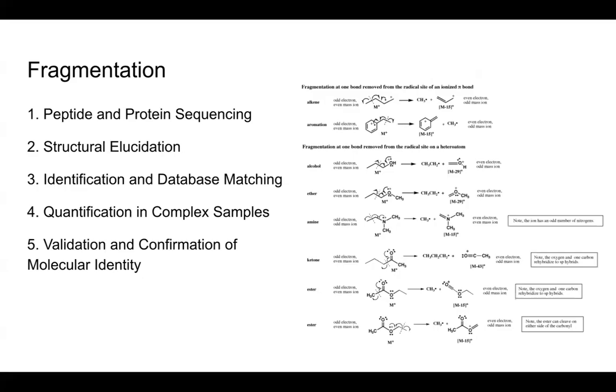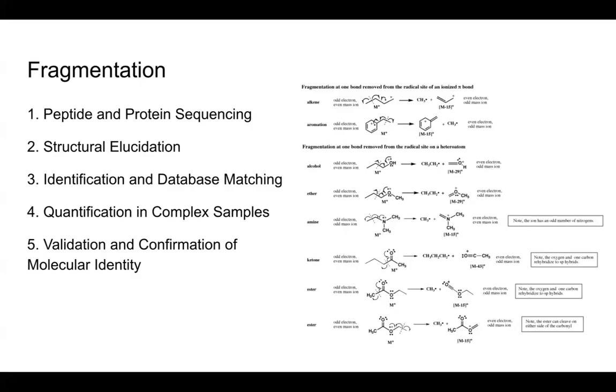fragmentation. So when it comes to fragmentation, it's critical for identifying and sequencing molecules, especially peptides and proteins. So by breaking down an ionized molecule into smaller, predictable fragment ions, it allows us the possibility of getting detailed structural information. It helps us reveal the composition, sequence, and chemical modifications of the molecule. So these are the 5 reasons why fragmentation is essential.